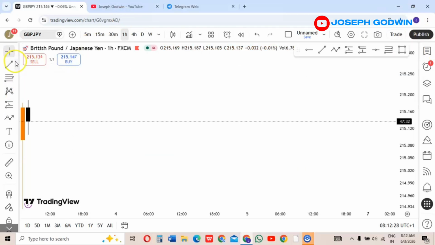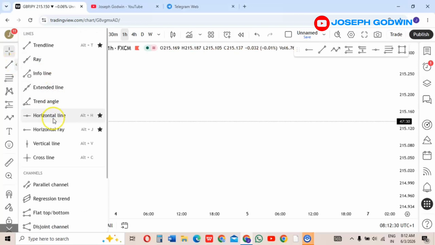Now, for you to get that psychological level too, I use the horizontal line, not horizontal ray. I mean, I use this line too. I favorite it. That is why you are seeing it here also. I press this star button. That's how you are seeing it here also.